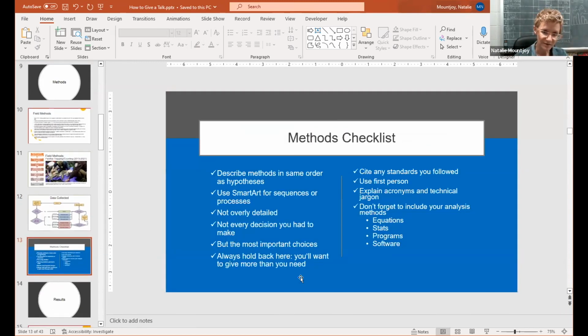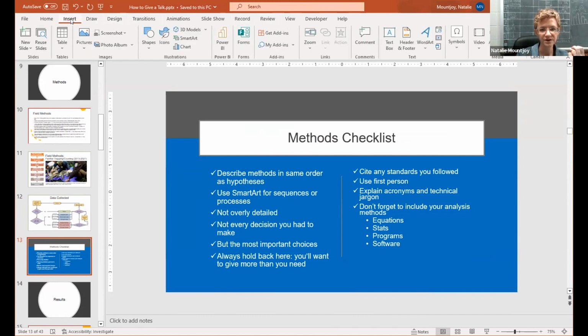Your methods checklist, okay, make sure you're using that same order again, it's established. Use SmartArt for sequences and processes. I'm not sure how familiar everyone is with that. I'm going to show you an example in a minute, but it lives right up here. So if you go to insert, you have all of these options, and your 3D models and your SmartArt graphics are right here.